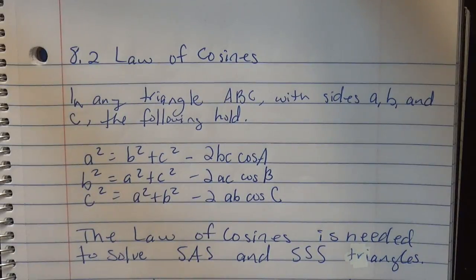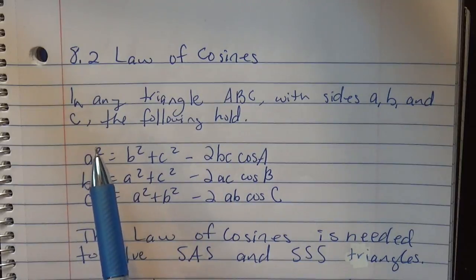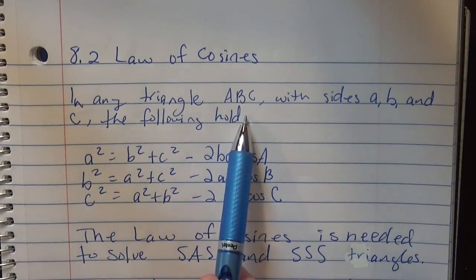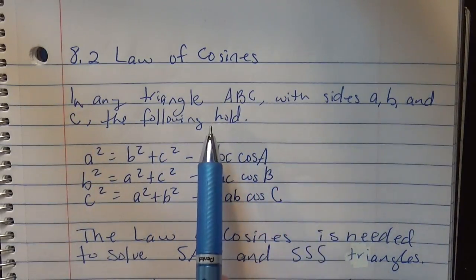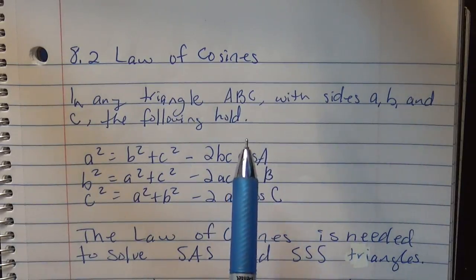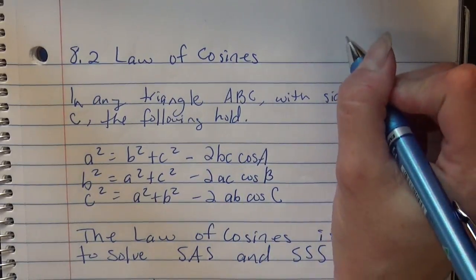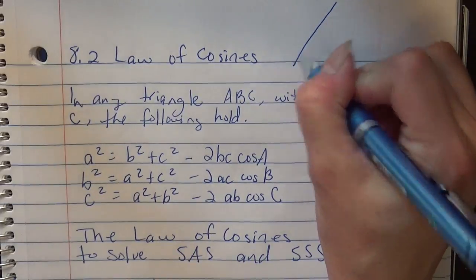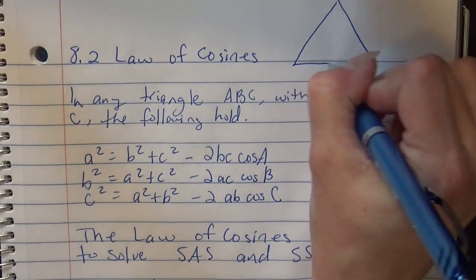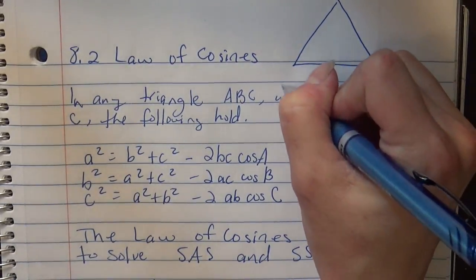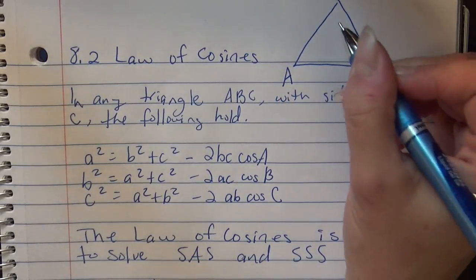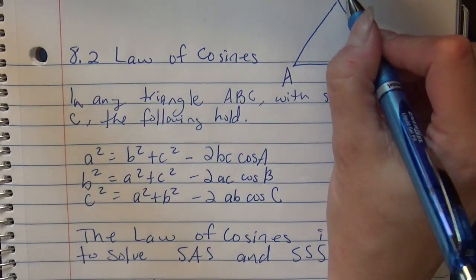Triangles. I'll read that to you first. The law of cosines states that in any triangle ABC with sides a, b, and c, the following hold. Now, what this means is if you've got a triangle, let's say you've got angle A here, B here, C here.